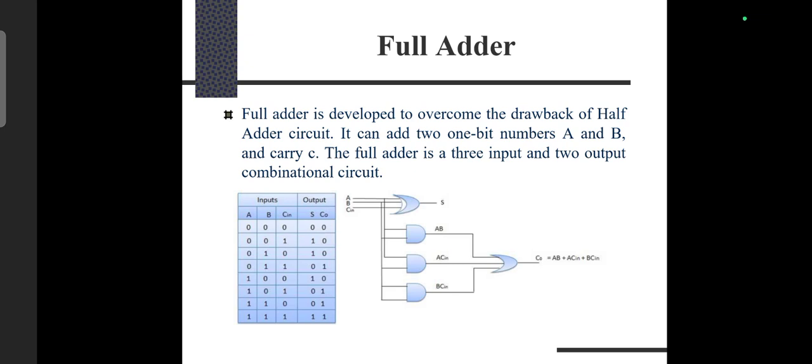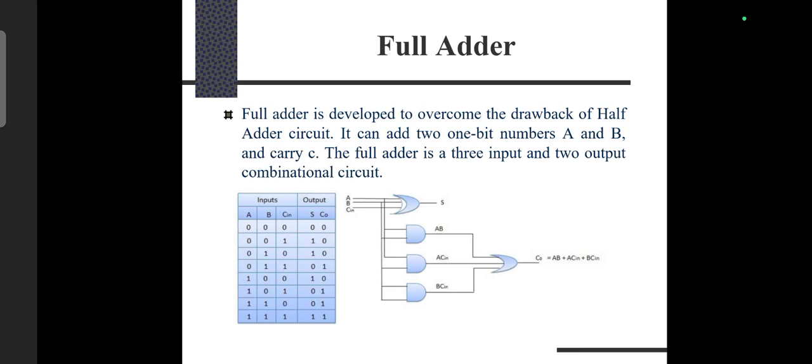Based on this logic, the logic circuit is given, and this full adder is developed to overcome the drawback of the half adder circuit. You can add two 1-bit numbers, capital A, capital B, and a carry C. The full adder is a 3-input and 2-output combinational circuit. Based on this logic, we can construct the truth table as shown in the slide.